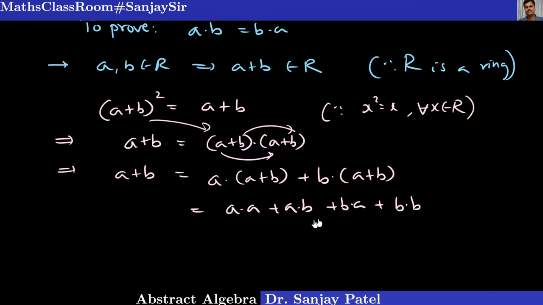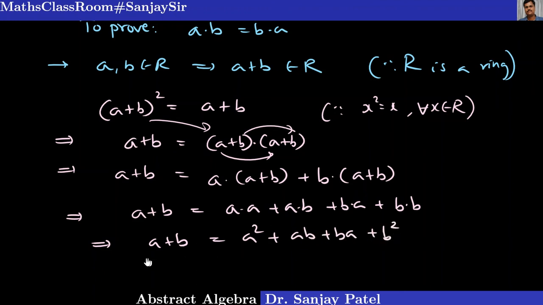Remember, I cannot write ab is equal to ba, because I cannot use commutativity. Actually, we are proving the commutative law in this problem. So we have a plus b is equal to this. So that gives me a plus b is equal to a square plus ab plus ba plus b square. But in the Boolean ring, I can replace a square by a and b square by b. So I am writing a square is equal to a and b square is equal to b.